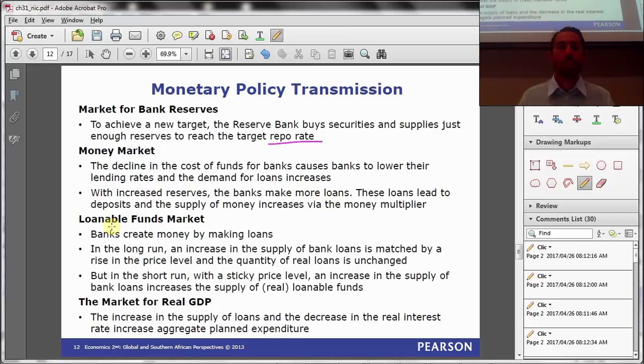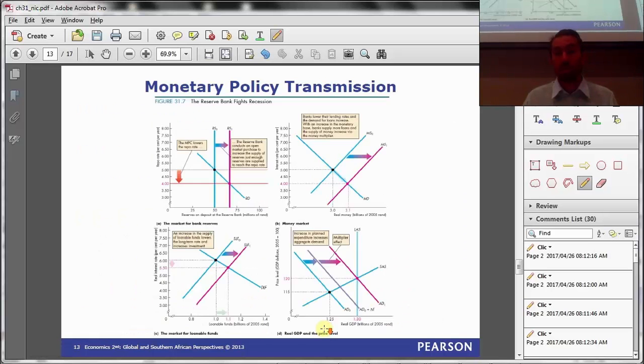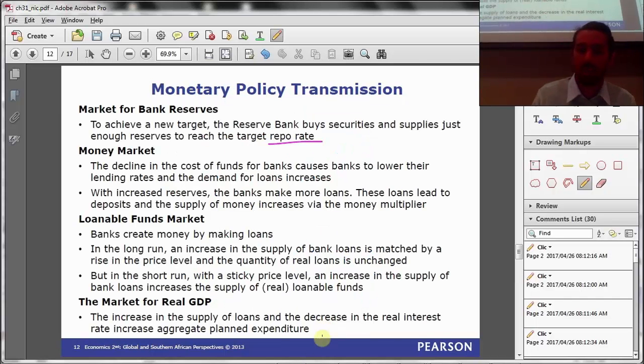Okay? What happens in the loanable funds market? When banks create money, that creation of money increases the supply of loanable funds. An increase in the supply of bank loans increases the supply of loanable funds. What happens in the actual economy, in other words, when we're dealing with real GDP? Well, the increase in the supply of loans and the decrease in the real interest rate causes aggregate planned expenditure, and then for some reason it just cuts off. But obviously this should say to increase.